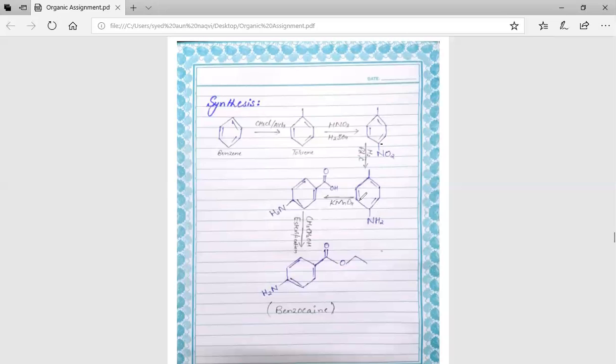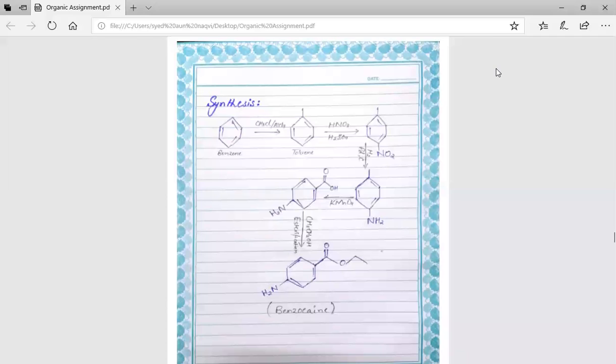Again, on oxidation with KMnO4, which is also functional group interconversion, the methyl group of toluene is converted to an acid group. So we will have aminobenzoic acid after performing the functional group interconversion. So when this para-aminobenzoic acid is treated with ethyl alcohol, we will have our ester product, and here the oxygen is removed, and ethanol is attached at this oxygen atom. So we will have benzocaine as our product for the synthesis of route one.